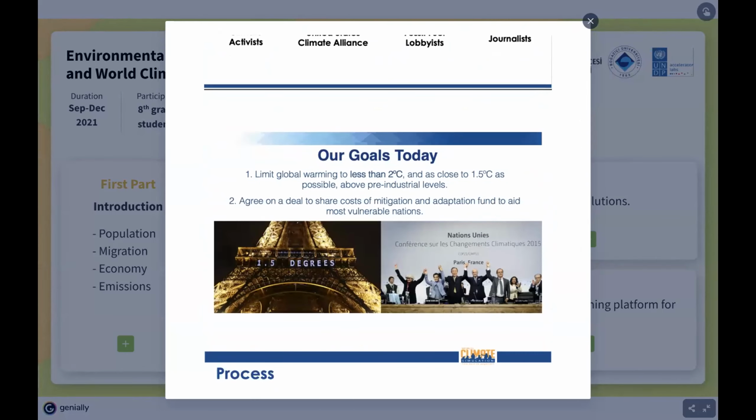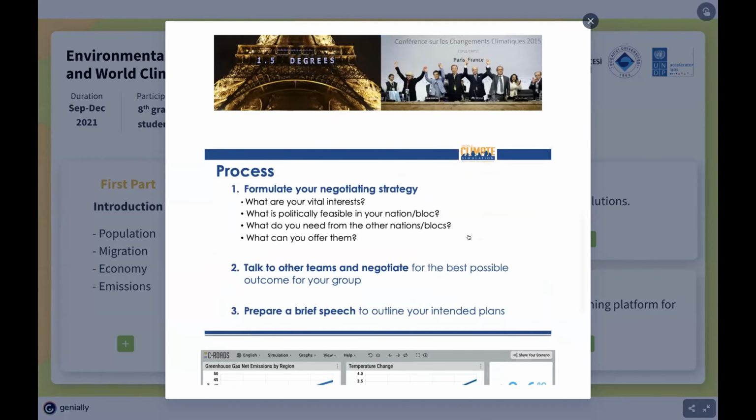In the beginning, there is an opening ceremony, and we tell students that our goal today is limiting the global warming to less than 2 degrees and as close as 1.5 degrees. We ask them to agree on a deal to share costs of mitigation and also an adaptation fund to aid the most vulnerable nations. In the process, they go into their groups and formulate their negotiation strategy based on the questions presented here. Then at some point they talk to other groups and negotiate how we can find the best possible solution.